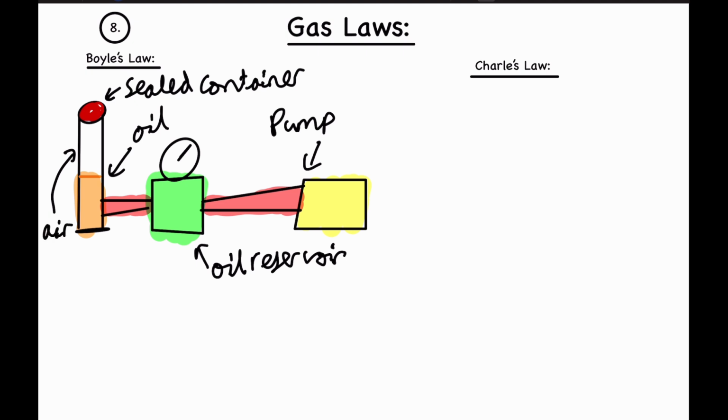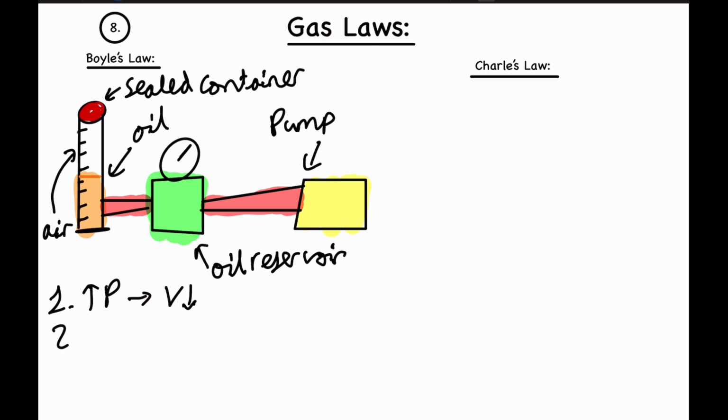So now let's go through the steps. The first step would be to set up the apparatus with the oil and increase the pressure from the oil and watch the volume of the air decrease. This would be a measuring cylinder where you could measure the volume inside of it. You would increase pressure using the pump and watch the volume decrease. So your independent variable would be the pressure and your dependent variable would be the volume.